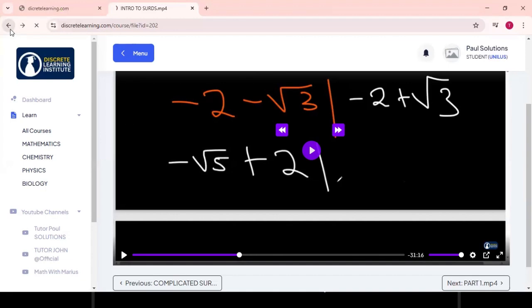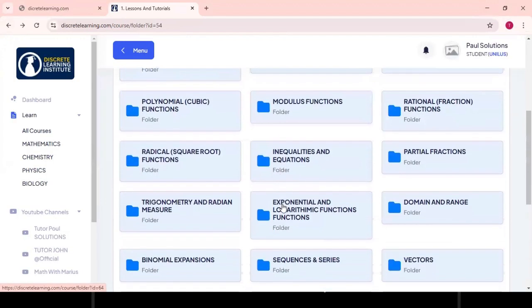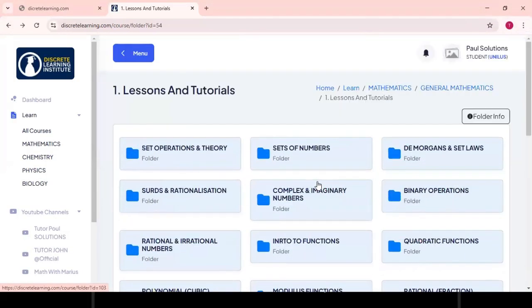All right, so that's it on the lessons and tutorials. The setup is the same in all these topics that you can see. So you just pick the topic that you want to learn, and then you'll be able to learn.